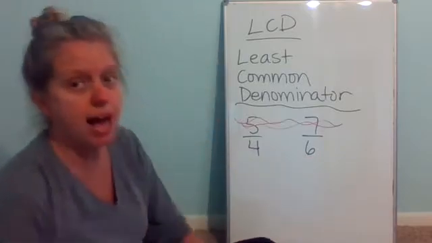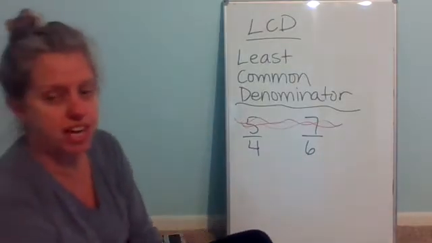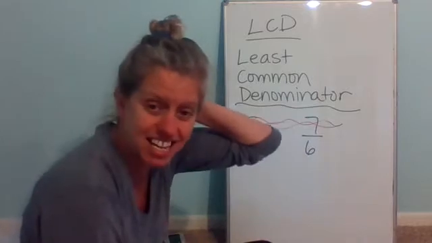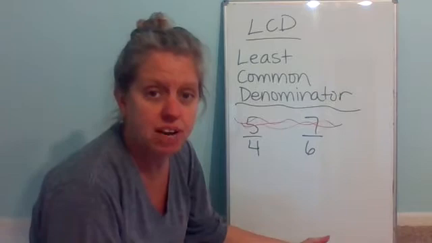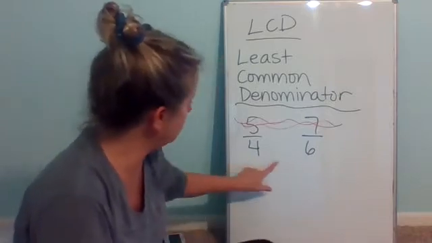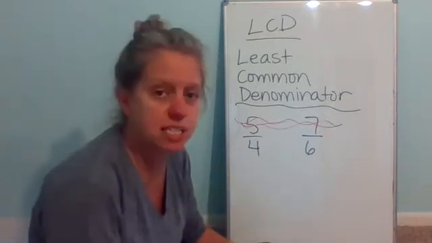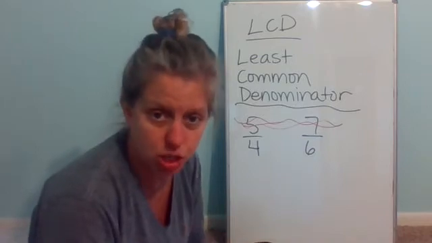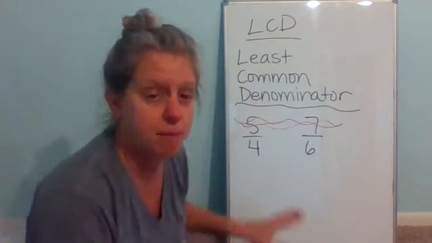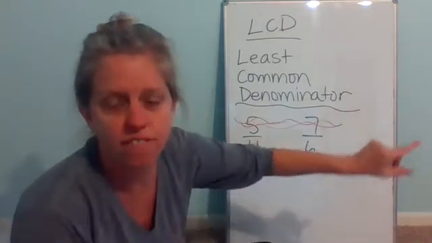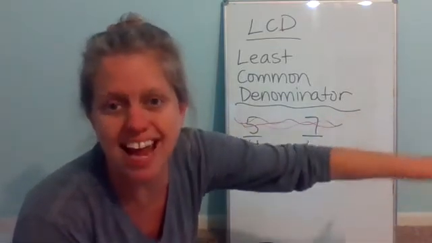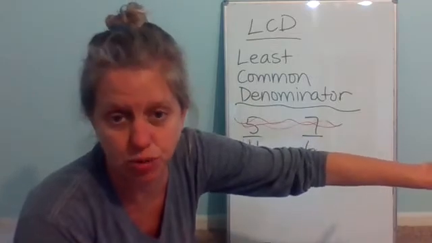So here is my method. There's more than one method. I find this one to be the easiest and one that makes the most sense. If I'm going to find the smallest number that 4 and 6 both go into, what I'm going to do is go to the biggest denominator and then start finding its multiples, numbers that it goes into.